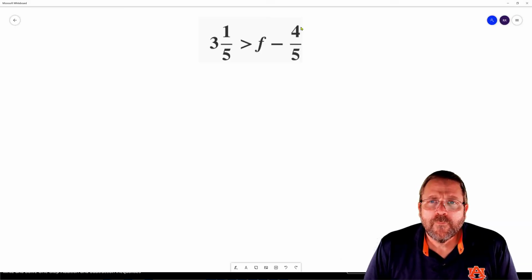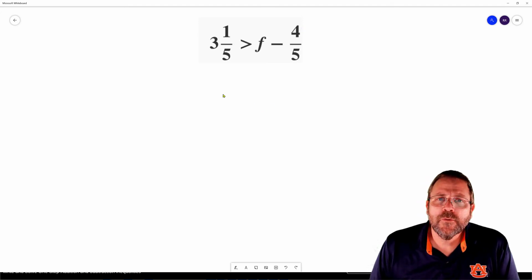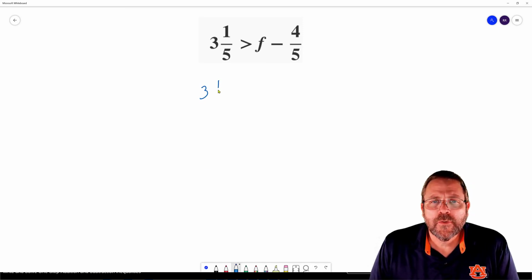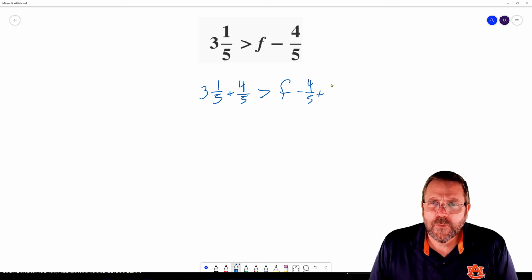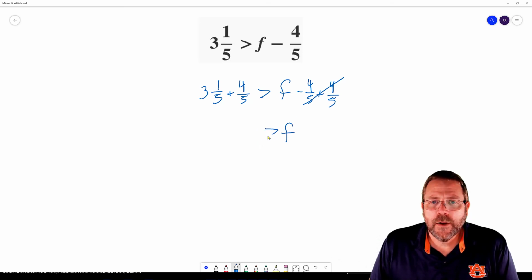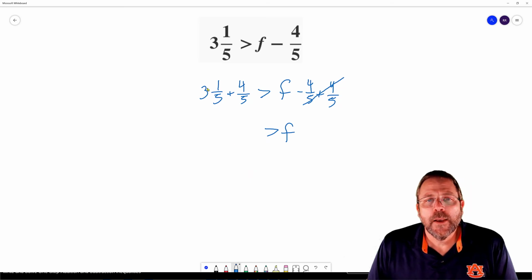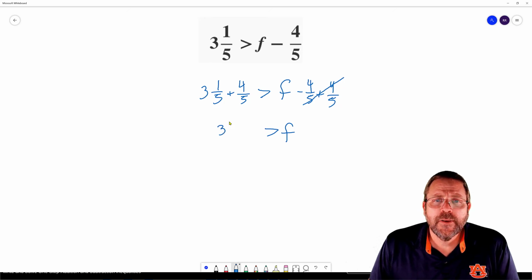In doing this problem, my variable is going to be f, his friend is going to be 4/5, and 4/5 is being subtracted from f. We're going to make that go away by adding 4/5 to both sides. So that's going to give me 3 1/5 plus 4/5 is greater than f minus 4/5 plus 4/5. These 4/5 just zeroed each other out, leaving f. The alligator doesn't turn around and bite the person behind him. And now we have 3 1/5 plus 4/5. Well, 1 plus 4/5, that's going to give me 3 5/5. And of course, 3 5/5 just means it's going to be 4.